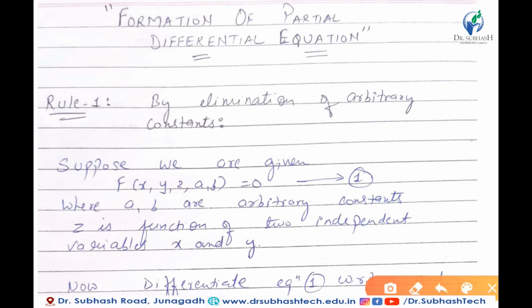Here rule 1 is by elimination of arbitrary constant. Here we will learn how to form partial differential equation by eliminating arbitrary constant. Suppose we are given the equation f of x, y, z, a, b equal to 0, where a and b are the arbitrary constants and z is a function of two independent variables x and y.